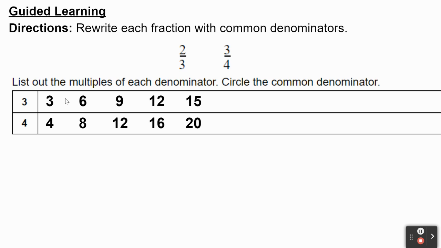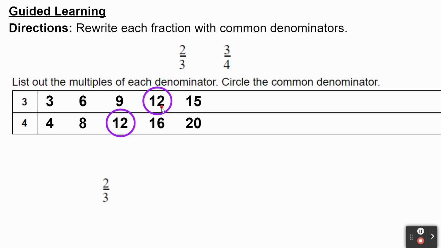Now that we've listed out the multiples of each of these denominators, we're going to circle the common denominator. So we're going to look at both of these lists and find the first number that we can see that is in both multiple lists. We can see that 12 is the first number that is in both of these lists. So that means 12 is going to be our common denominator. So what we're going to do is rewrite each of the fractions with this common denominator 12.